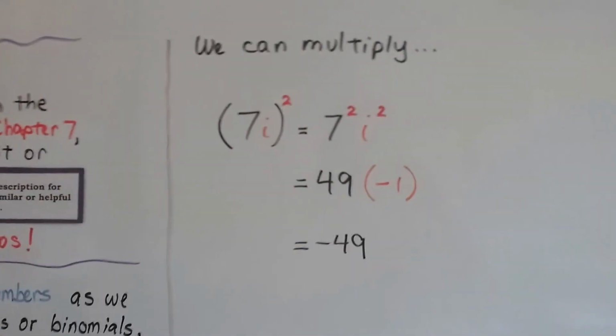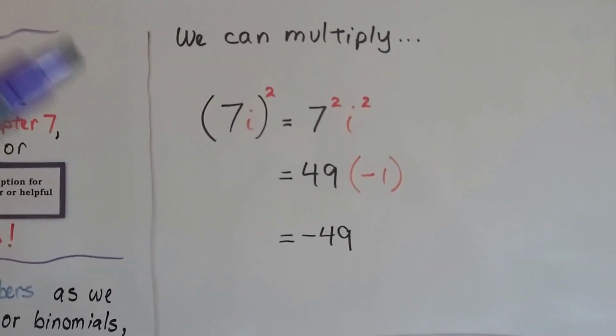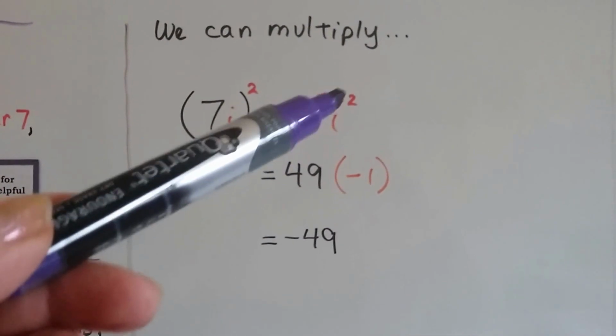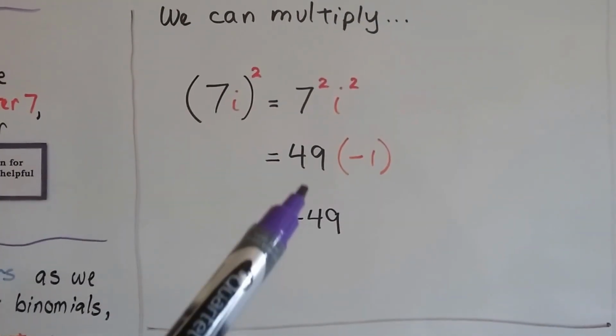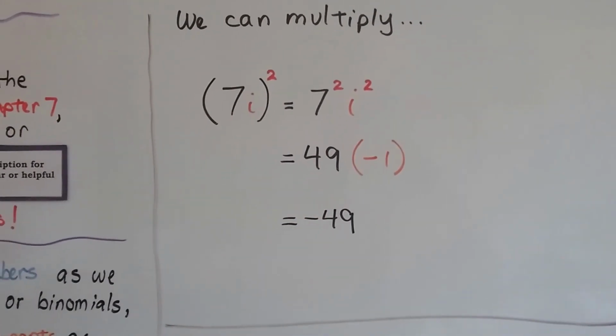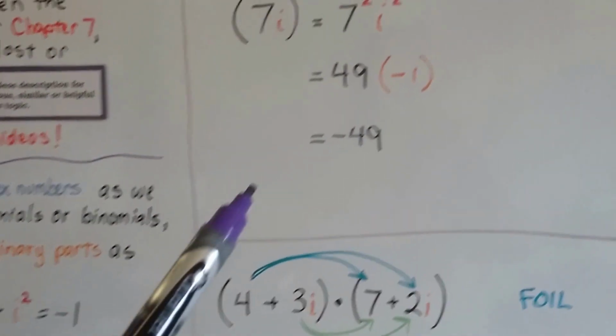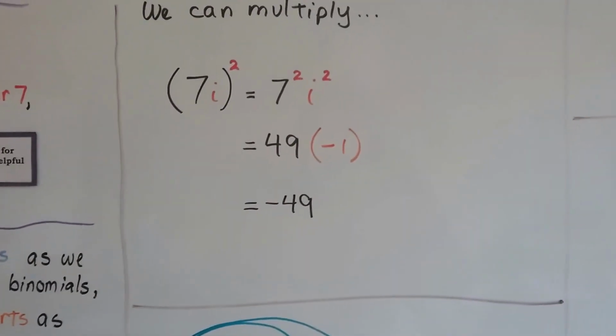If we have 7i in the parentheses with our square on the outside, that means we have to distribute that square to each one as 7 squared i squared. That means we've got 49 times a -1, because, remember, i squared equals -1. That gives us a -49.